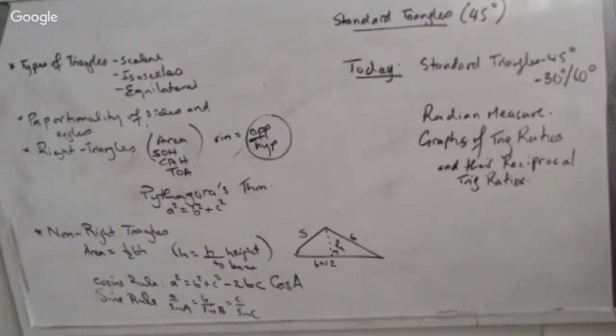That seems okay. So what we're going to do now, we're going to just jump right back into standard triangles. And we're going to start from scratch with the 45 degree standard triangle so we can all follow.